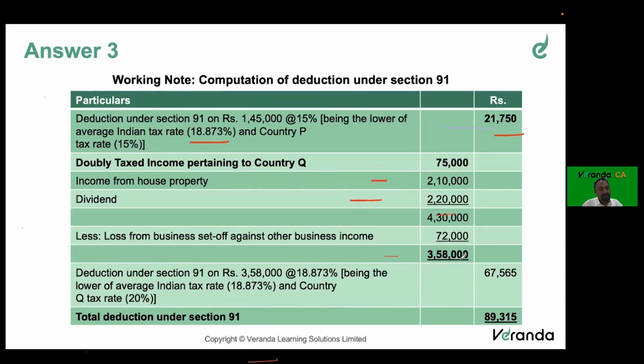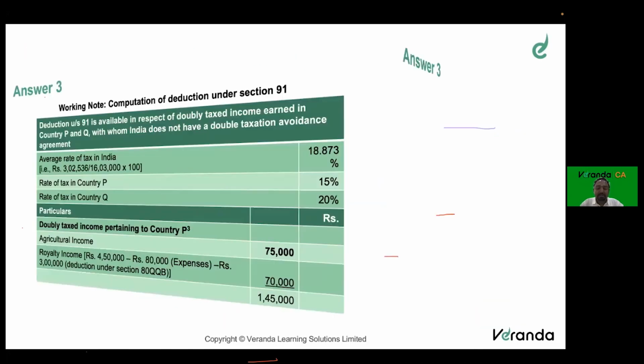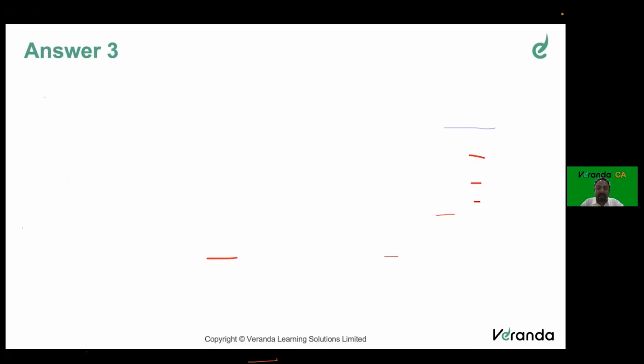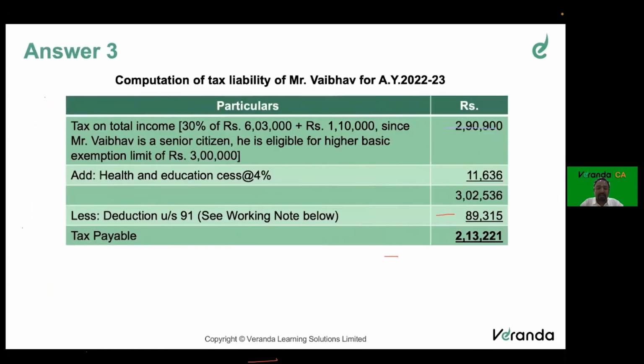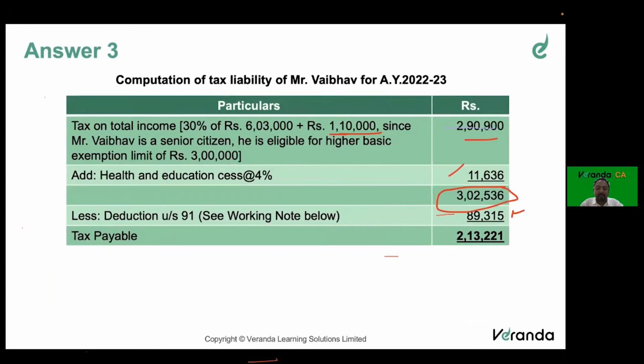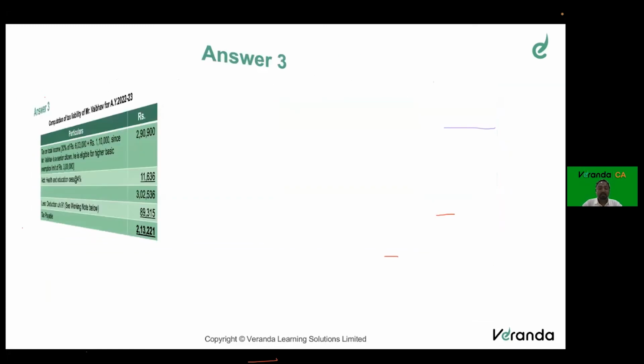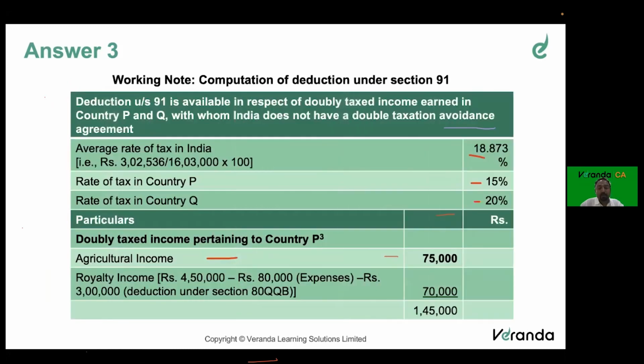On this 3,58,000, you compute 18.873%, because that is the lower. So 67,565. Total of 89,315 is what you are going to consider as foreign tax credit. So this is what we have adjusted here. The total foreign tax credit of 89,315. And then the net tax payable is 2,13,221. So this is how you compute foreign tax credit.